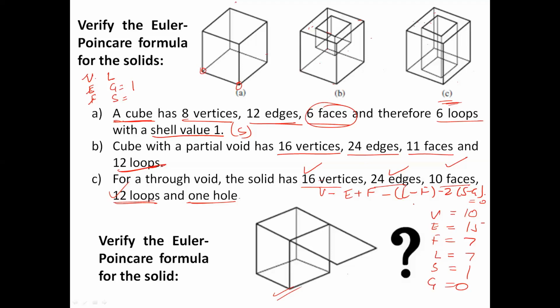Why are we using the Euler-Poincaré formula? To check whether topological equivalence can be established or not. That's it, nothing else. If equivalence is there, you will never say that the model is valid. You will only say that the topological equivalence has been established, but the validity of the model has to be checked with respect to the basic principles of solid models.